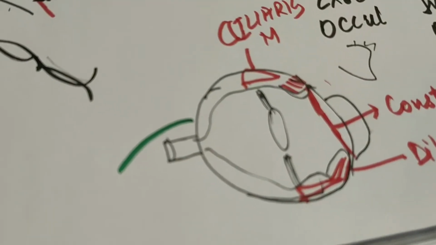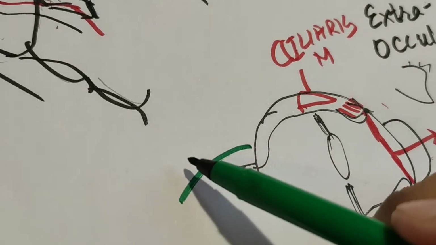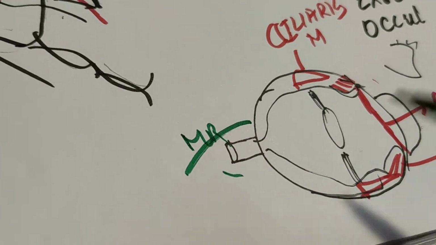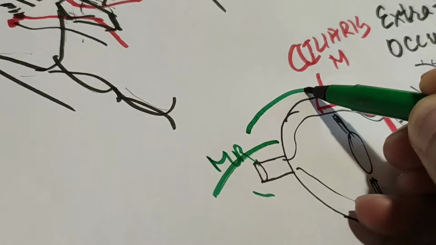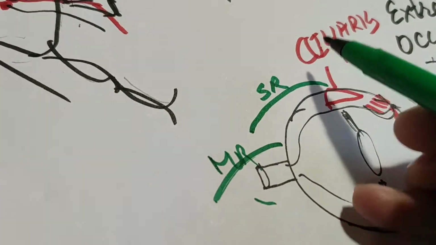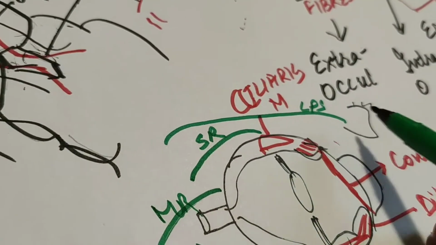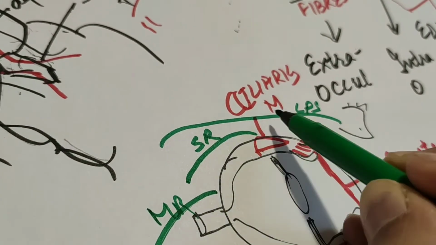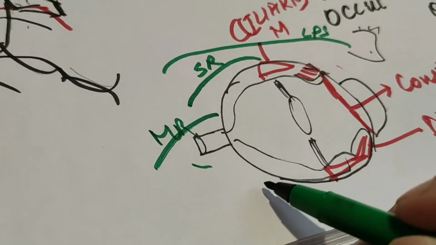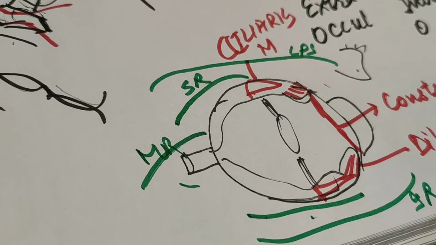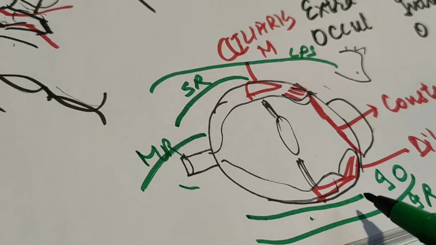If we talk about the extraocular muscles, then this is the medial rectus. Here it's the superior rectus. Here this is the levator palpebrae superioris, and this is the palpebrae. So levator palpebrae superioris. Here, inferior rectus and inferior oblique.